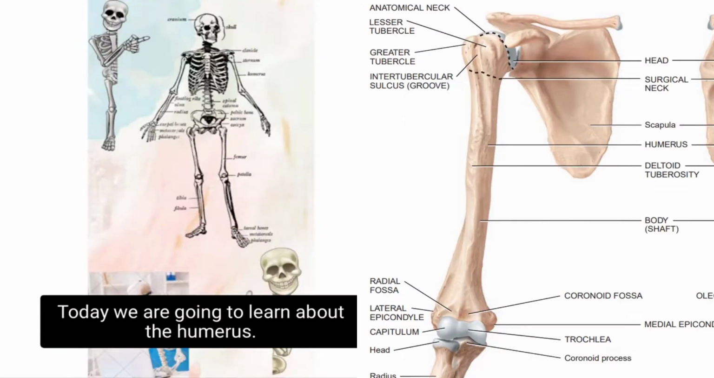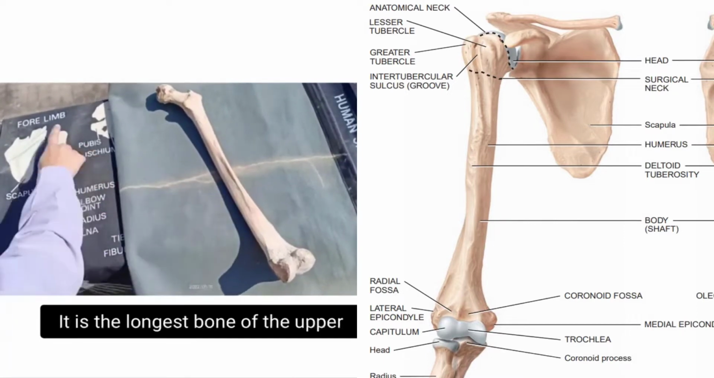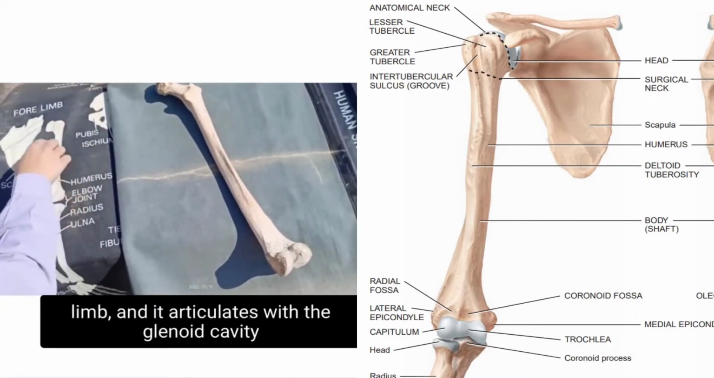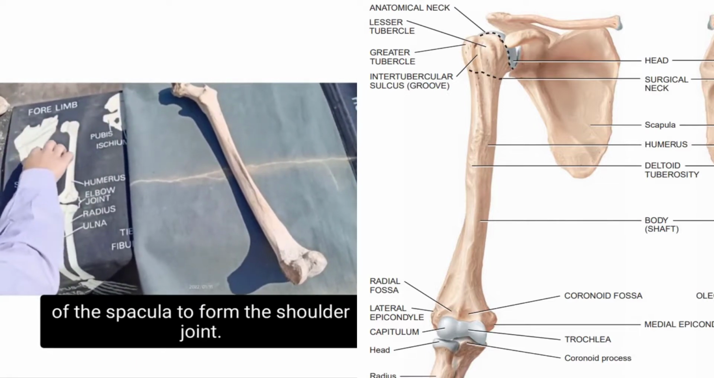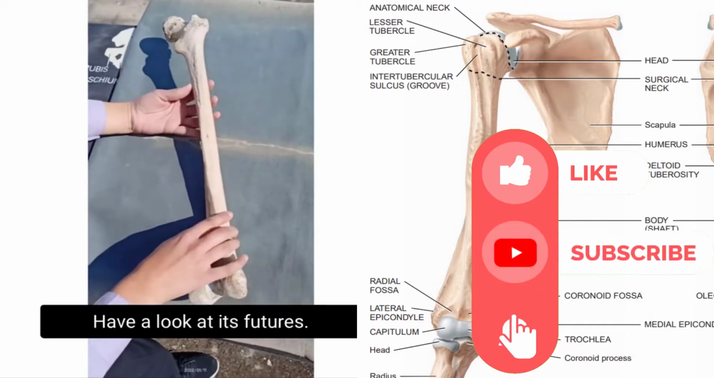Everyone, today we are going to learn about the humerus. The humerus is the bone of the arm. It is the longest bone of the upper limb and it articulates with the glenoid cavity of the scapula to form the shoulder joint. This is the humerus. Now look at its features.